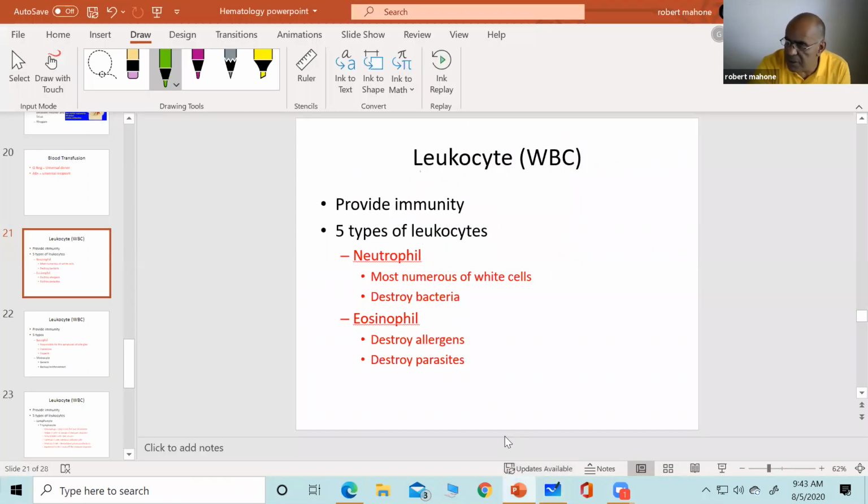The next white cell is called an eosinophil, and its job is to destroy allergens and parasites. The things that you get into that you're allergic to, and the parasites that you get in your body. Hookworms, tapeworms, pinworms, and so on.